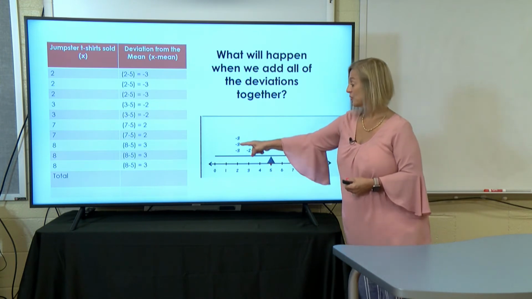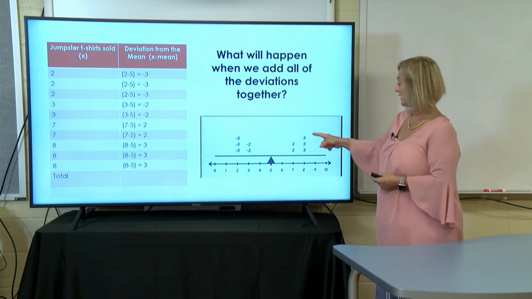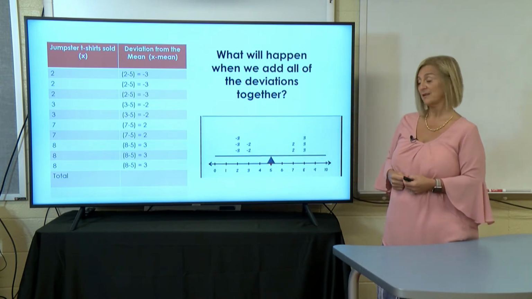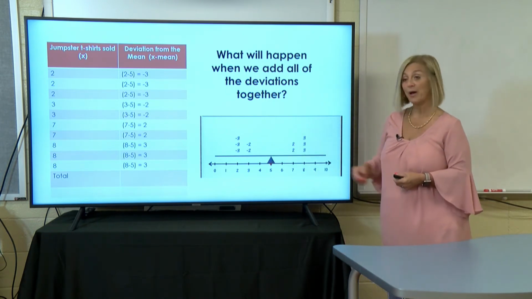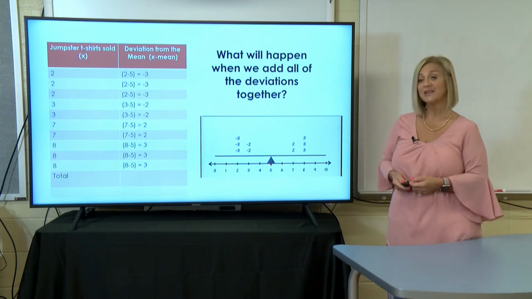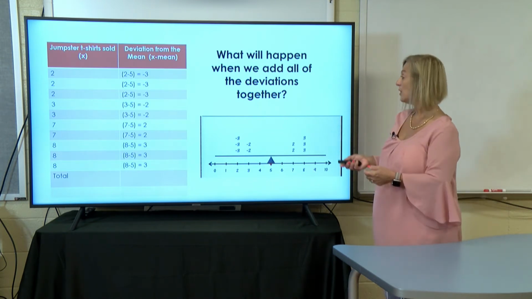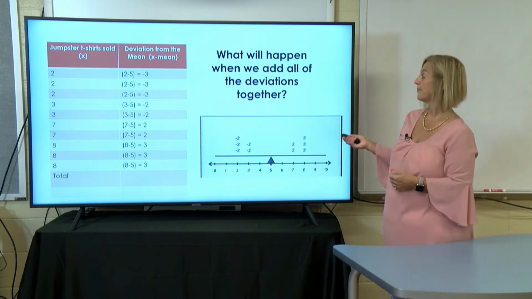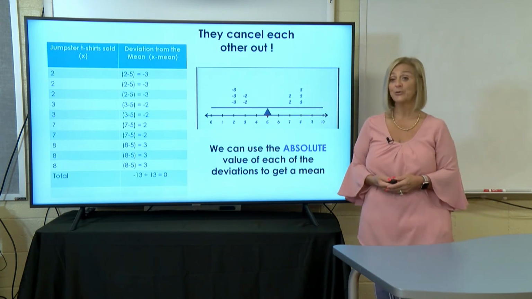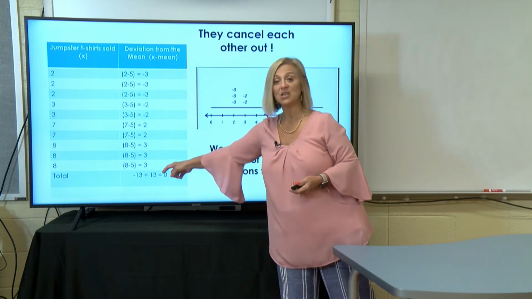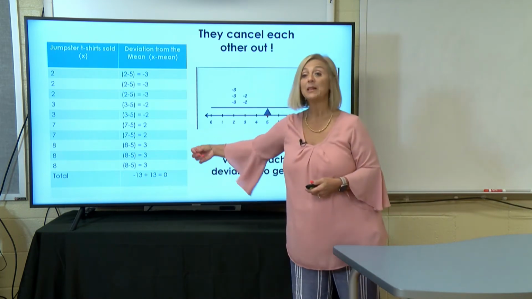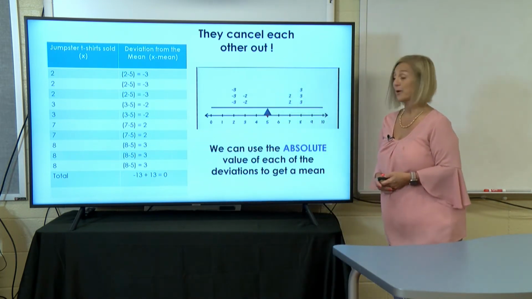Exactly. There's 3 negative 3s and 3 positive 3s. There's 2 negative 2s and there's 2 positive 2s. What do you think is going to happen when we add all of those deviations together? You're exactly right. They cancel out. If you add up all of the deviations, you get negative 13 plus 13 gives you 0.